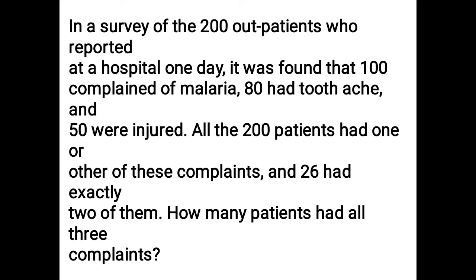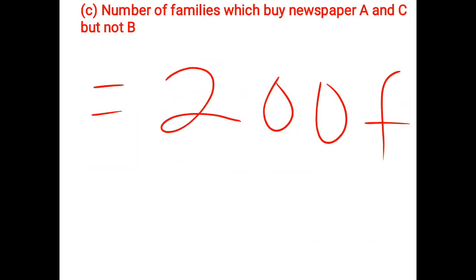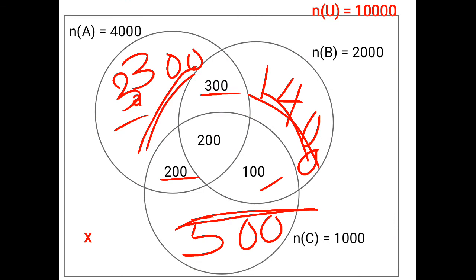He says, in a survey of 200 outpatients who reported at a hospital one day, it was found that 100 complained of malaria, 80 had toothache, and 50 were injured. All the 200 patients had one or other of these complaints, and 26 had exactly 2 of them. How many patients had all 3 complaints? All right, so that is the question. You pause it, you write, and then you try or answer it, or address it in the next video.